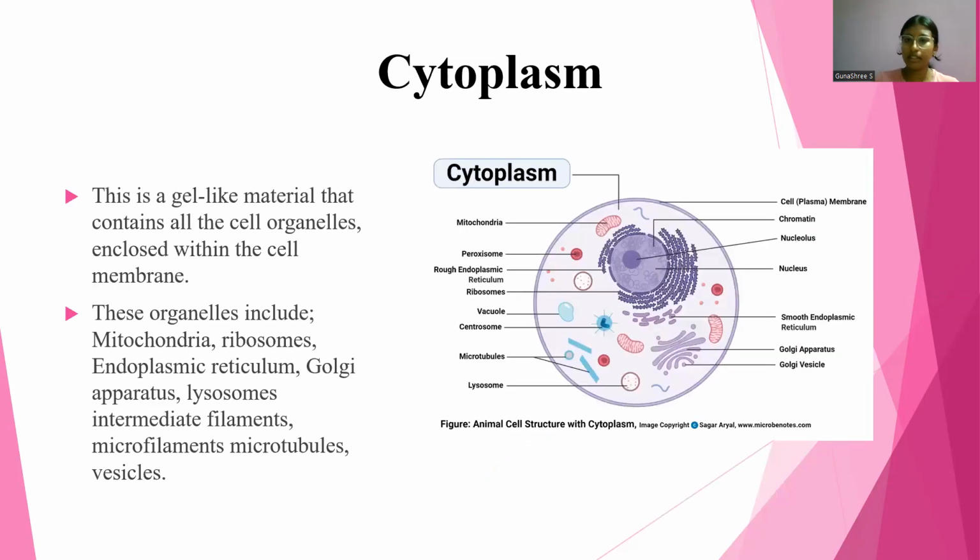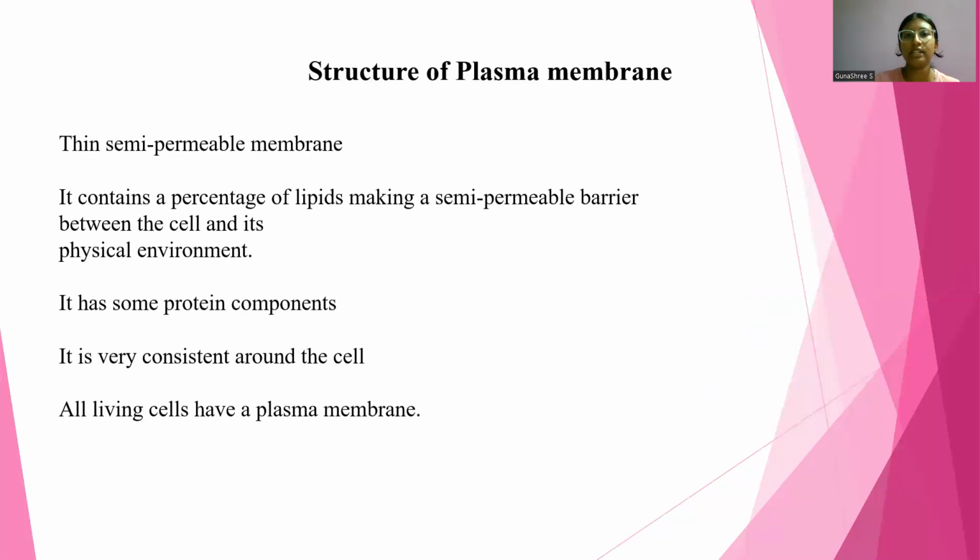Moving on to the first cell organelle, that is the cytoplasm. It is a gel-like material that contains all the cell organelles enclosed within the cell. The different cell organelles include mitochondria, ribosomes, endoplasmic reticulum, lysosomes, intermediate filaments, microfilaments, microtubules, vesicles, and many more.